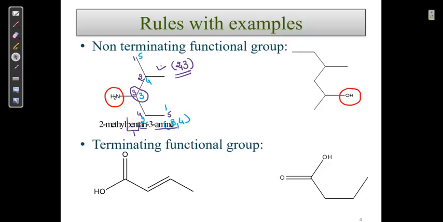2-methyl-pentane-3-amine. This is the word root. This is the primary suffix. This is the secondary suffix, which we are discussing right now. And this is the secondary prefix. Let us come to here.